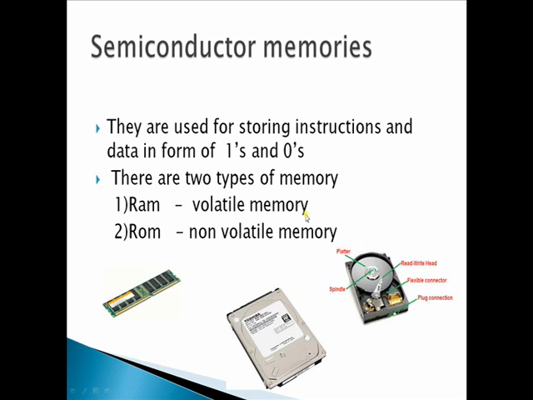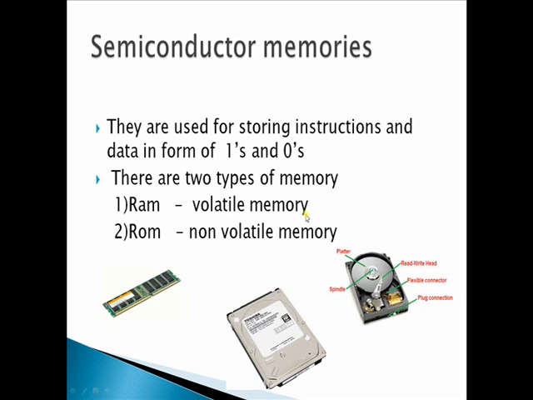Next we come to the memory section. Here we have semiconductor memories. They are used for storing instructions and data in the form of ones and zeros. There are two types of memory: RAM, volatile memory; and ROM, non-volatile memory. Volatile memory means its contents get lost when the power goes off.